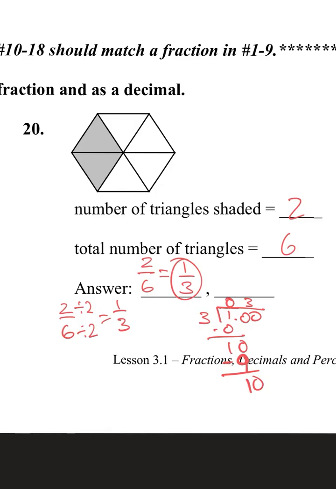3 will go into 10 3 times. 3 times 3 is 9. And just like earlier, we're starting to see a pattern emerge here. So 3 is actually going to be repeating itself. So bring the decimal up into the quotient. And my final answer is 1/3 is the same as 0.3 repeating. All right, let's go ahead and go on to the next page.